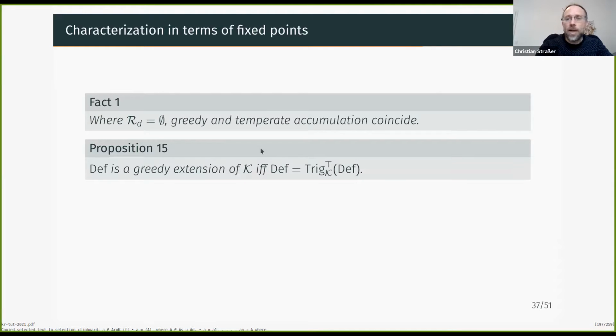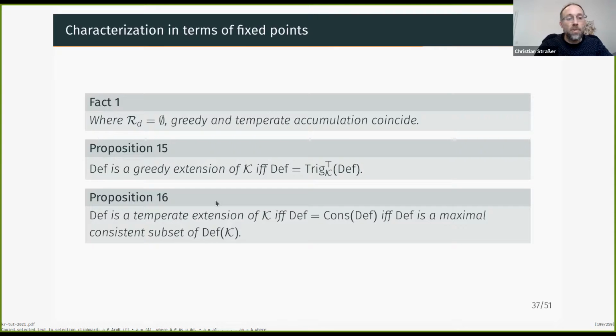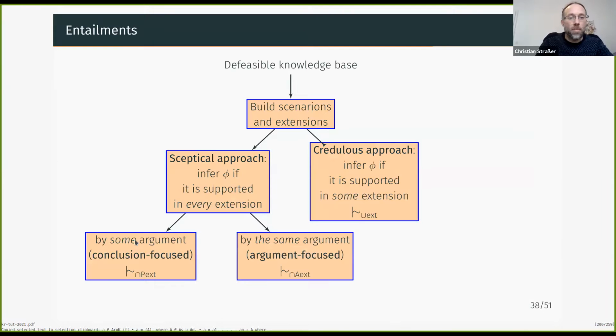You can also characterize both procedures in terms of fixed points, which is very often done. The greedy procedure would be a fixed point of this function here, which I defined earlier, and the temperate extension would be a fixed point of the consistency operator, which I defined earlier. And it is the same as a maximal consistent subset. So these 2 procedures, greedy and temperate accumulation, are very central in non-monotonic entailment.